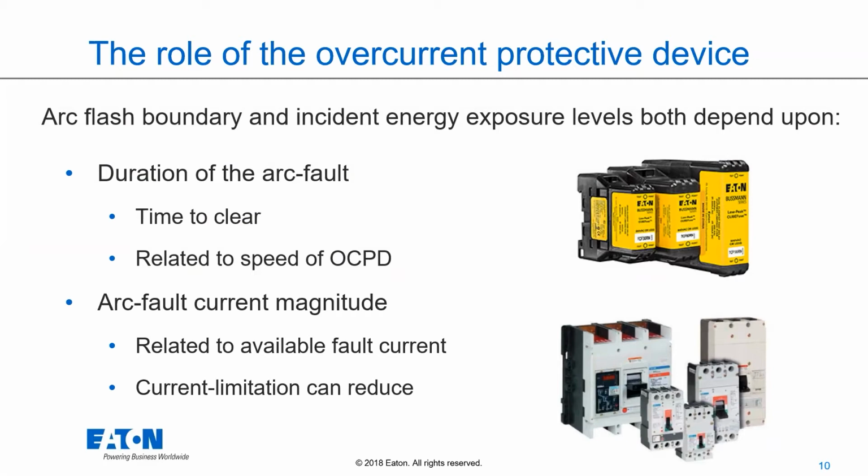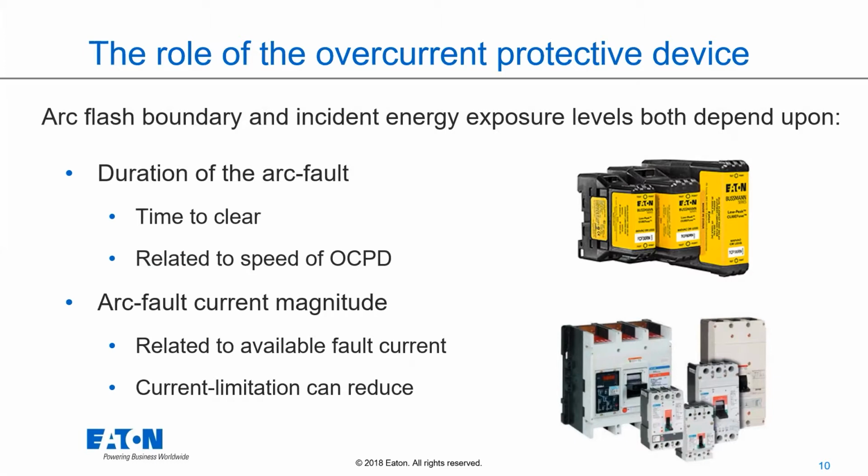They are heavily dependent on 2 things: how long the arc fault lasts, right? If you have a very, very short arc fault, not as much energy gets through. That's going to be dependent on the amount of time it takes that upstream overcurrent protective device to clear. How long until it opens? The faster it opens, the lower your arc flash incident energy is going to be. Of course, the time it takes to clear is related to the speed of that overcurrent protective device.